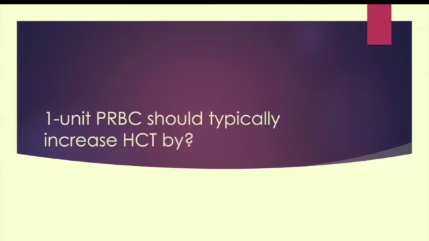So if you have 1 unit PRBC, how much would that initially increase your hematocrit by? 1 unit should increase it by 3% in an average 70 kilogram adult. So if it was like 10, which is never that, I'm just trying to make it easy, it should go up to what, 13? That's not bad. That's a good help.